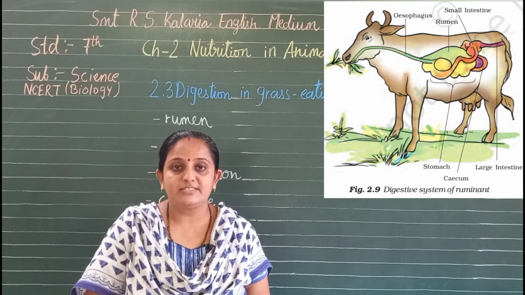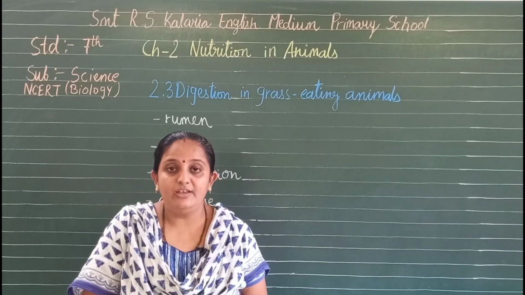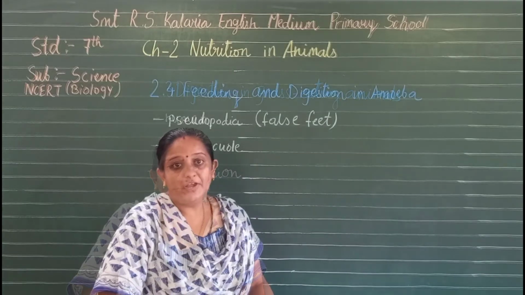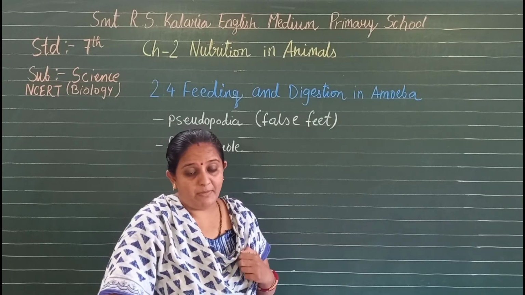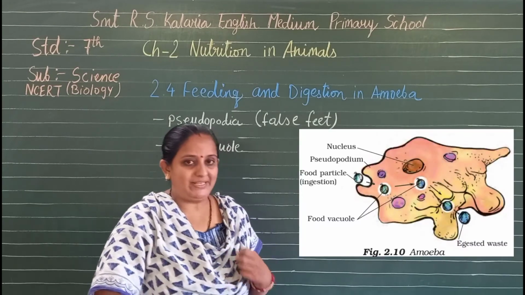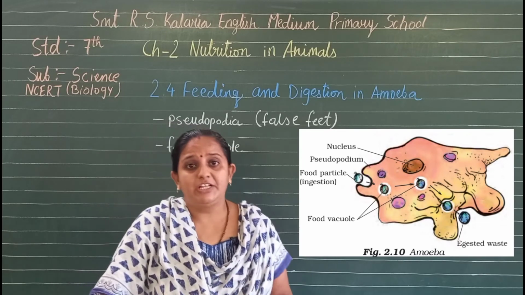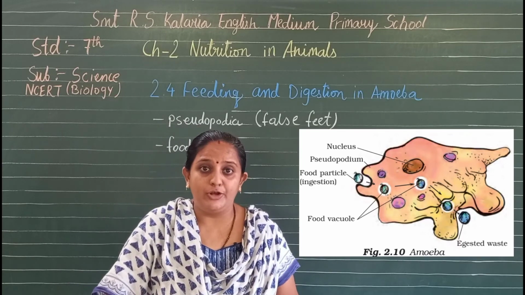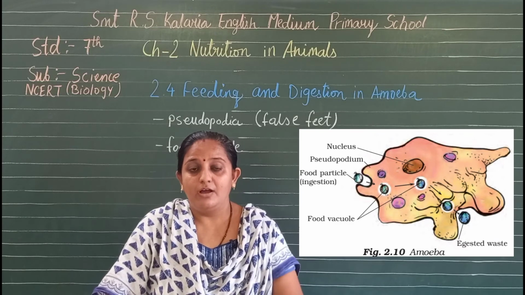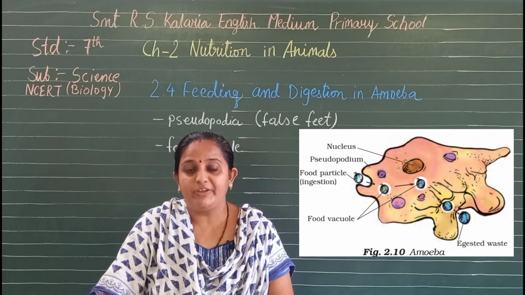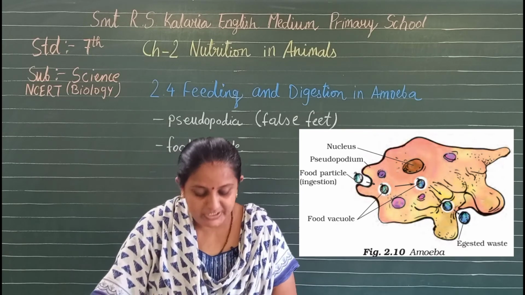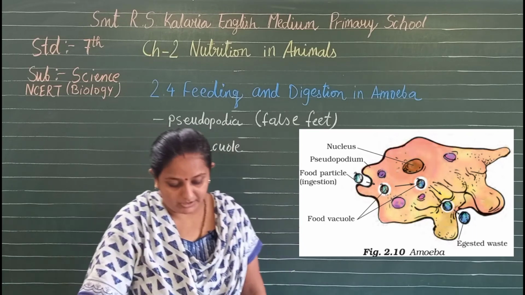So now let us understand feeding and digestion in amoeba. Now we all know amoeba is a microscopic single celled organism. There are multicellular and unicellular organisms. Among them amoeba is a single cell, or unicellular organism, which is generally found in pond water.